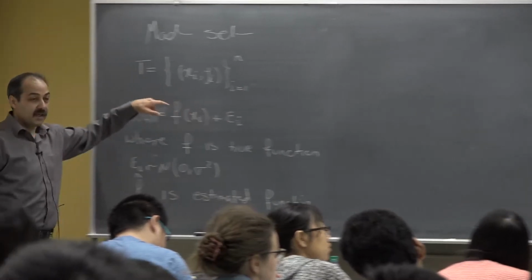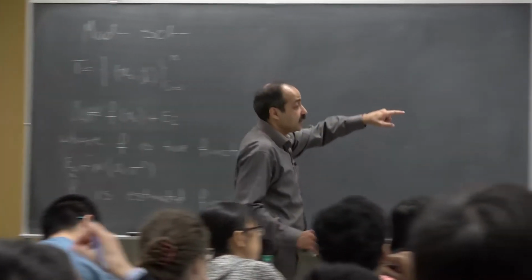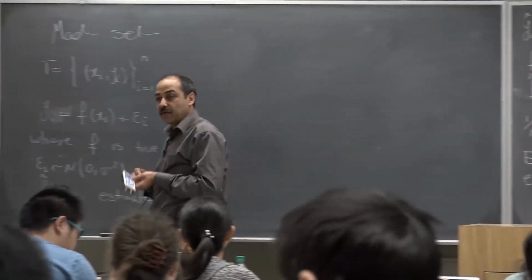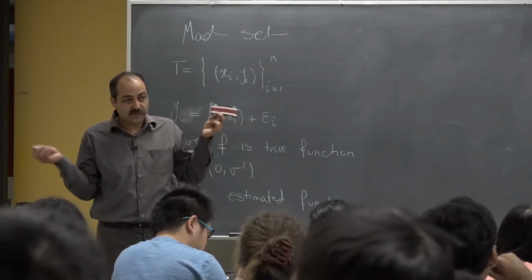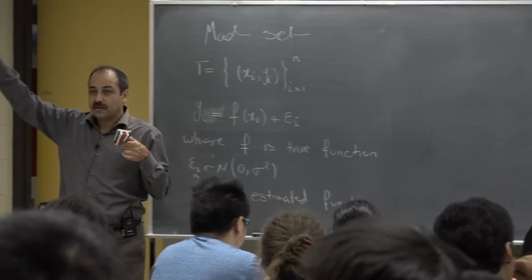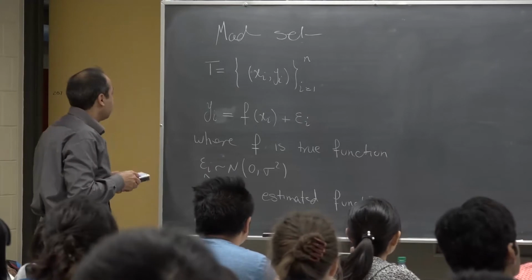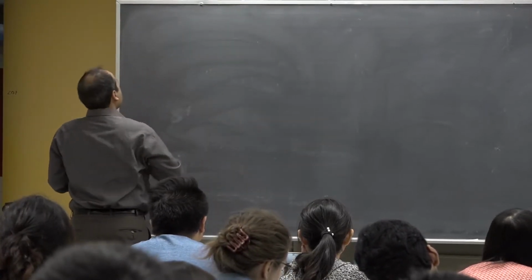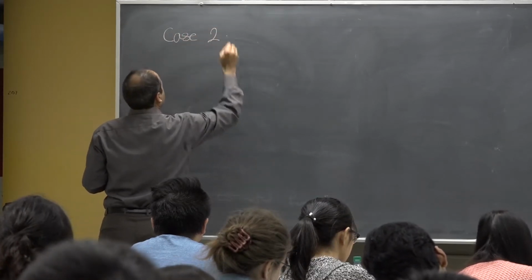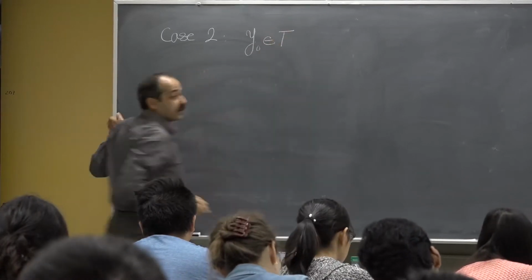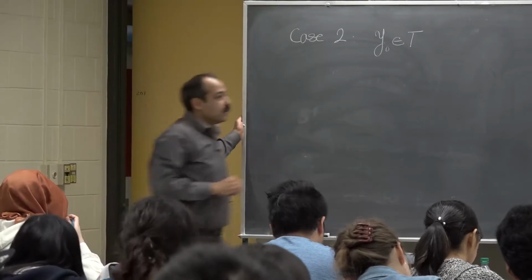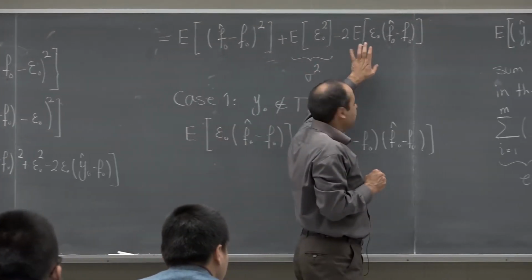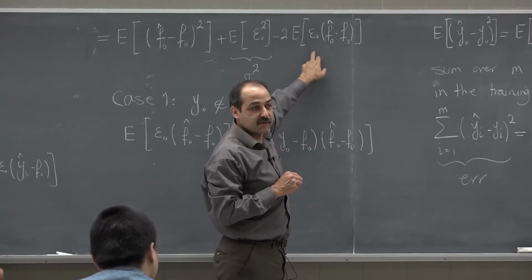So the more interesting case would be the case that this data is in the training set. Quite often we are minimizing training error, and that's where overfitting happens, right? Because it goes down all the way when you add complexity. So let's see what's happening in this case. In the case that this data is a part of the training set, everything goes fine, except that this cross term is not 0 anymore, right?